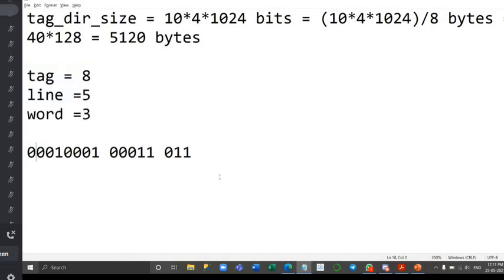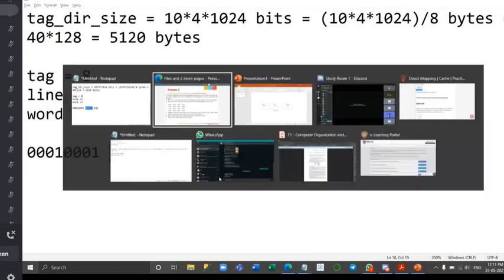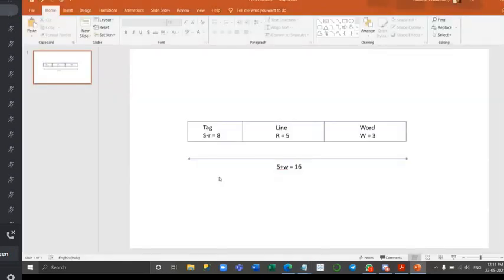And then using the line value. So this line is basically S plus W, that is the total memory. Line is the cache line size, correct? No, line is not the cache line size. Line is the number of lines in cache. 2 to the power R is the number of lines in cache. Cache line size, okay, got it. The memory block size is equal to 2 to the power W.